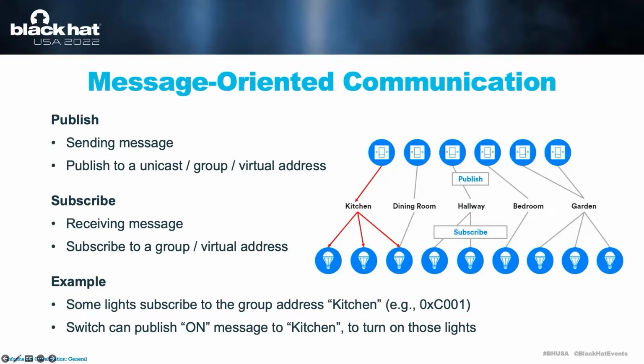We can also see an example. These lights have subscribed to the group address keychain, while this switch can publish an on message to the group address keychain to turn on those lights. So, in summary, Bluetooth Mesh is a networking technology based on BLE, and the nodes can communicate with each other in the network.